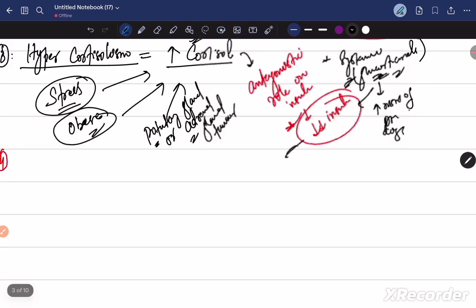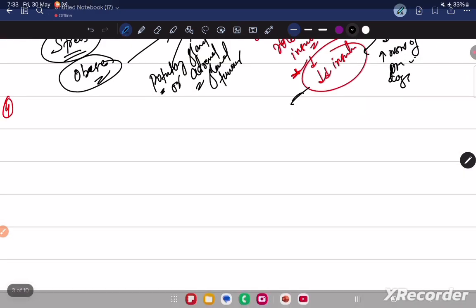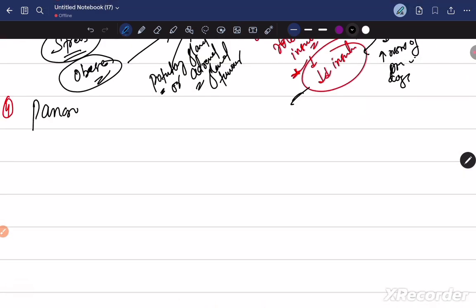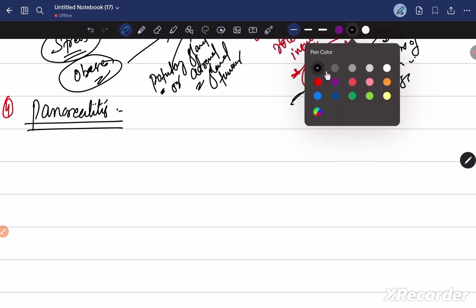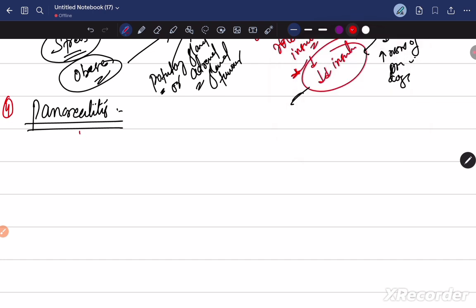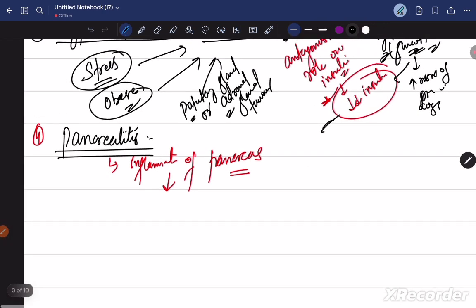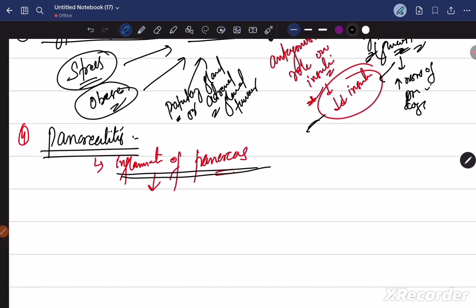One more cause for diabetes mellitus in canines and felines is pancreatitis. So what happens in pancreatitis? In pancreatitis there is inflammation of the pancreas. Just keep your concentration. When the pancreas becomes inflamed, what will happen here?